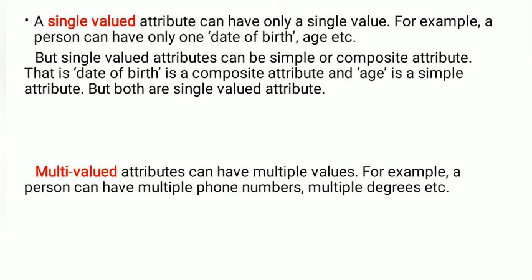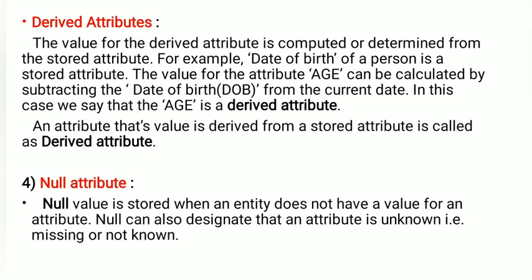Next one is derived attribute. The value for the derived attribute is computed or determined from the stored attribute. For example, date of birth of a person is a stored attribute. The value for the attribute age can be calculated by subtracting the date of birth from the current date. In this case, we say that the age is a derived attribute. An attribute whose value is derived from a stored attribute is called a derived attribute. The best example here is the age of a person, that is derived from the date of birth.